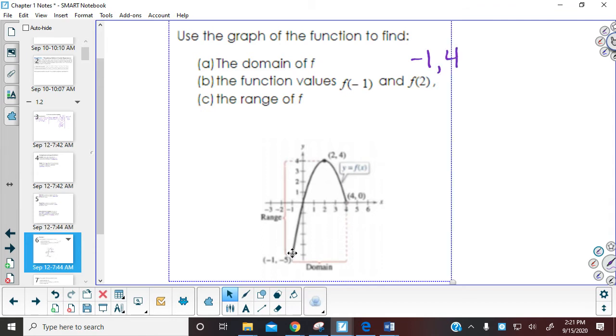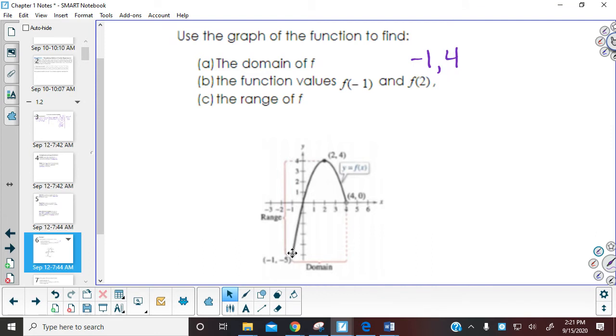We've talked about interval notation in the past. With your interval notation, if it's a closed dot, you have the square bracket. If it's an open dot, you have the parentheses. So this is the interval notation to represent that your domain goes from -1 inclusive to +4. Where it says the function values at f of -1 and f of +2.